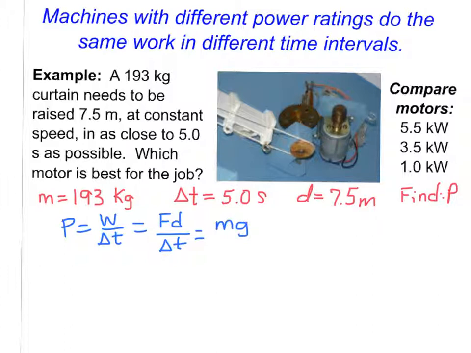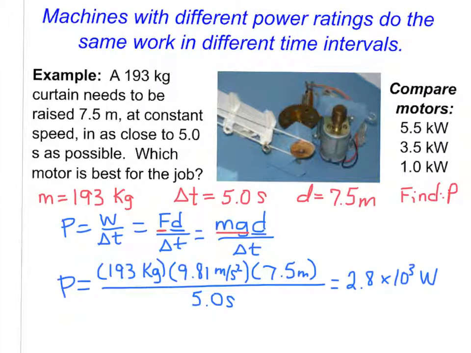It's the force of gravity. And then we keep the distance included in the equation. So all we did here was substitute m times g for force. We still have our change in time. Now when we plug values in for all of these, there are the values all substituted in: 193 kilograms for the mass, 9.81 for g, 7.5 for the distance, and 5.0 seconds for the change in time. I get 2.8 times 10 to the third watts, which is also simply 2.8 kilowatts.